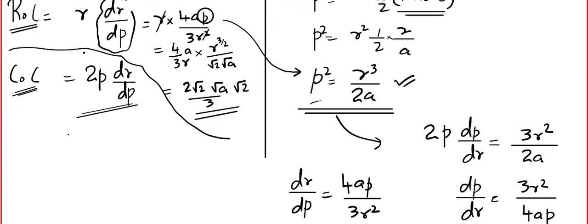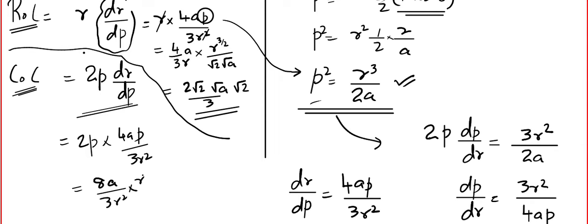Okay, now for the second part we get 2p times 4ap by 3r square. So we get 8a p squared by 3r square, and p square is r cube by 2a. So you can simplify, we get 4 by 3 r.